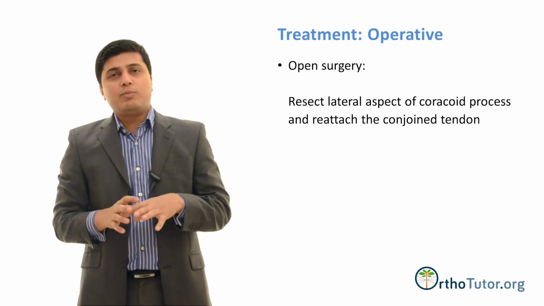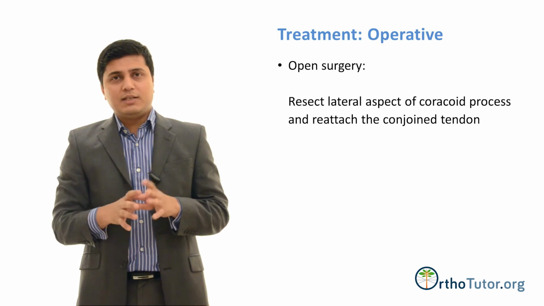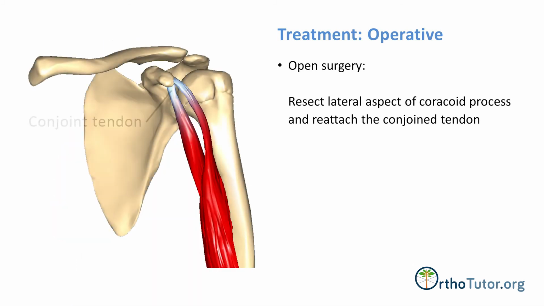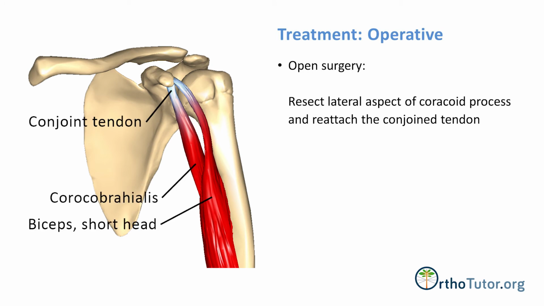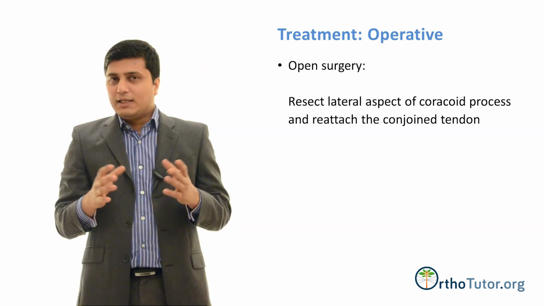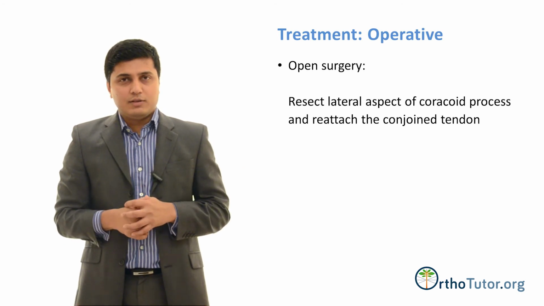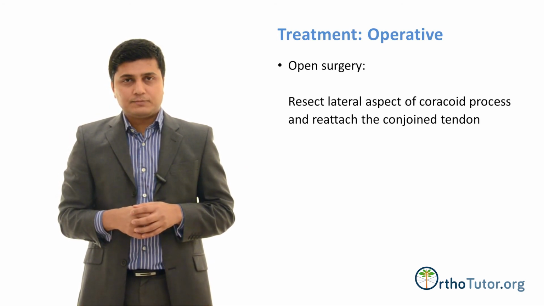As I mentioned, open surgery is an option which has been done in the past. Even there, you detach the conjoint tendon, take away the part of the coracoid which will be causing impingement, and then reattach the conjoint tendon. But open surgery is rarely performed, because everybody is confident in using the arthroscope nowadays.